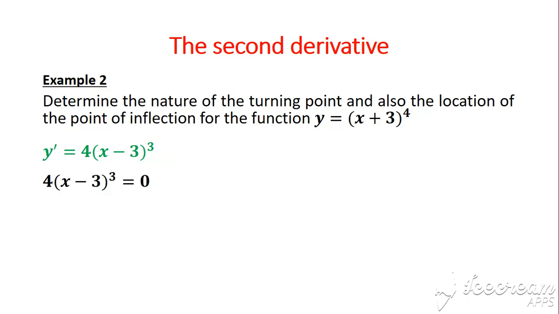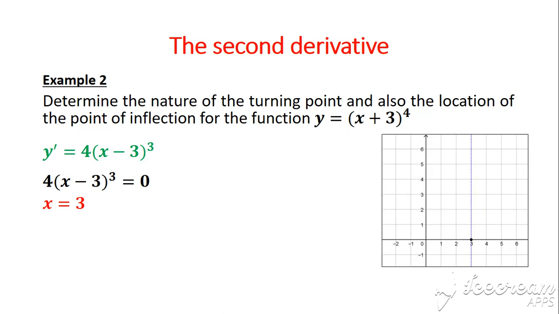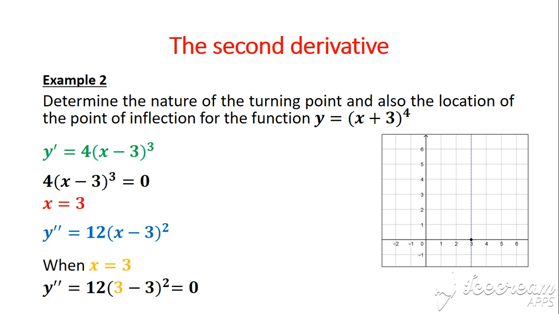Now we're going to put the gradient rule equal to 0 to find a stationary point. We'll solve that. The only solution is 3. So when we draw a picture of the graph, we know that there's a stationary point when x is 3. When we create the second derivative, the 3 comes out the front to get 12. We leave the x minus 3 alone, drop it to a power of 2, times by the inside function, which is 1. We get 12 times x minus 3 all squared for our second derivative.